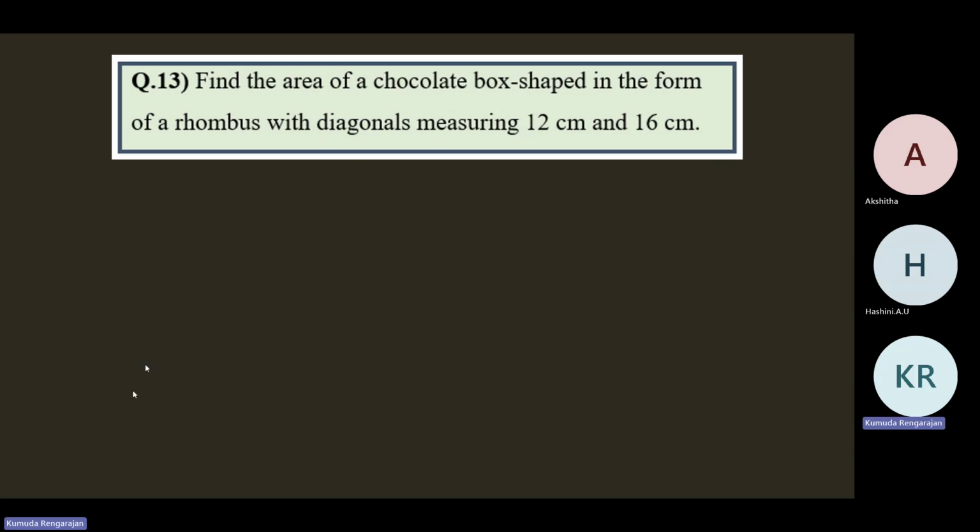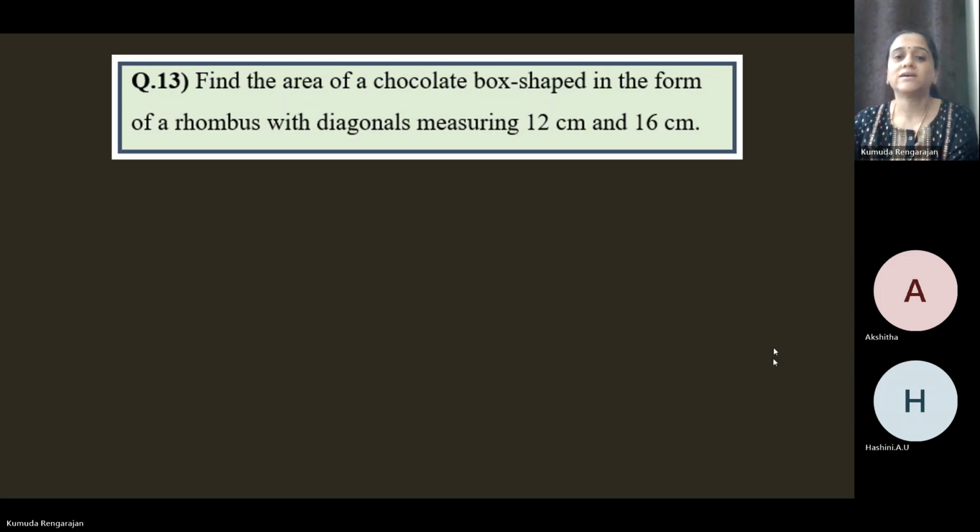Find the area of a chocolate box shaped in the form of a rhombus with diagonals measuring 12 and 16. Okay, this one is also a direct question, children. Half D1, D2. Rhombus, diagonals are given. Diagonals are 12 and 16, so half D1, D2. Half into 12 into 16.